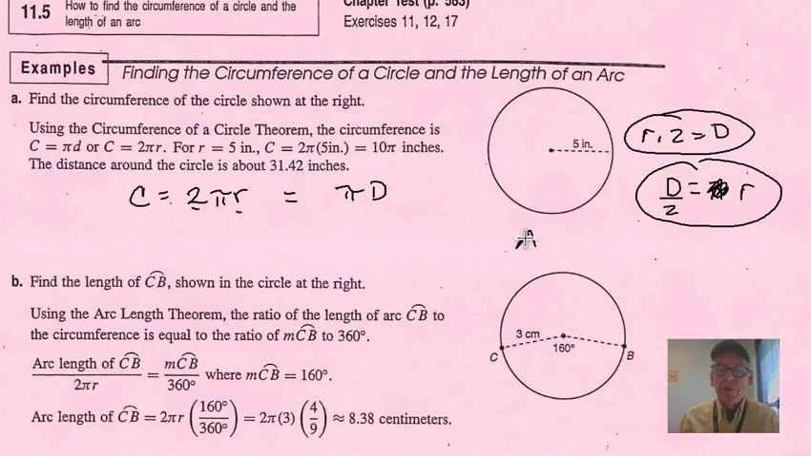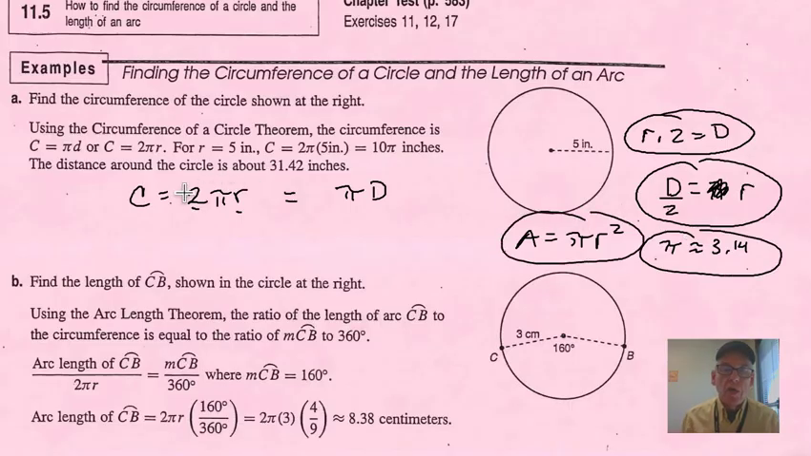When we get to the area formula, area is pi r squared. So if you're given a diameter, you have to change it to radius and then square it and multiply by pi. And usually we're going to use 3.14 for pi on these. So these are the main formulas that we're going to use today.